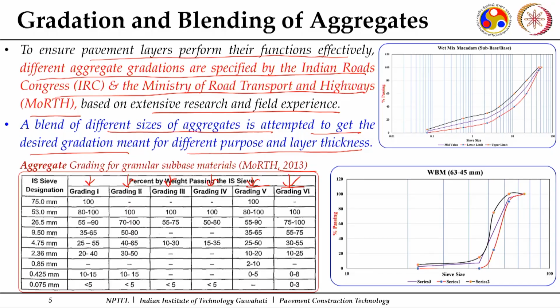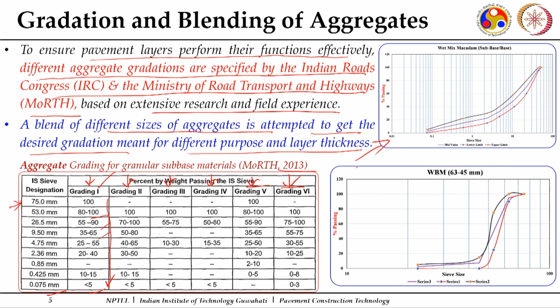Now, if grading 1 is to be used for a specific purpose, then the material under this category should be 100% passing the 75 mm sieve size, 80 to 100 at 53 mm, 55 to 90 at 26.5 mm, 35 to 65 at 9.5 mm. So, a range is given, and also from 75 micron the material should be lesser than 5%. Similarly, it is there for other gradation requirements also. Now, this is for granular sub-base course.